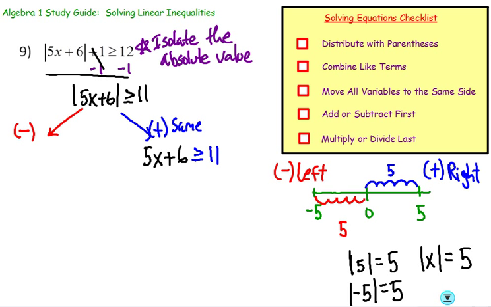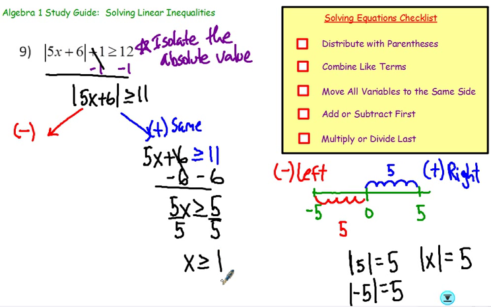Oh, bring back that e. So let's solve it from there. I'm going to subtract 6 from both sides. So I get 5x greater than or equal to 5. Divide by 5. I get x greater than or equal to 1. All right, so that's one of my answers. Again, we said you've got two answers here, so that's one of them.